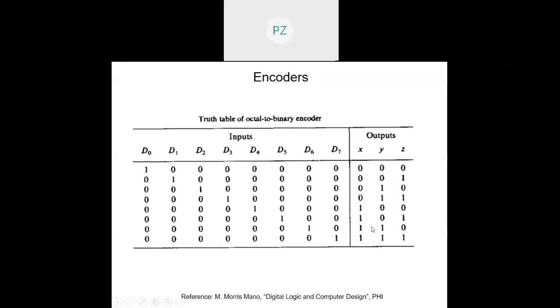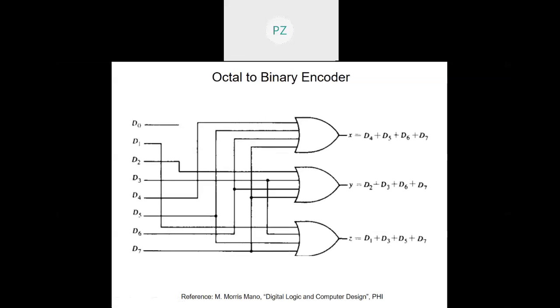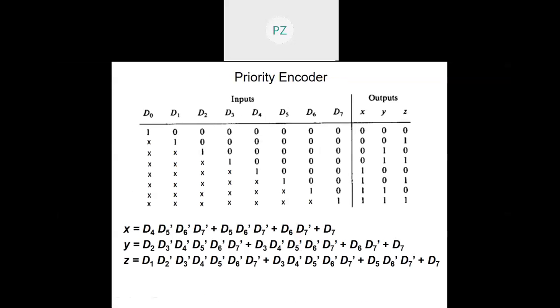You will get some output, but that output may not be logical, may not be predictable, may not be something that you have foreseen, right? So you should have the provision of such an intentional or an unintentional error at the input. So this gives rise to what is called a priority encoder.